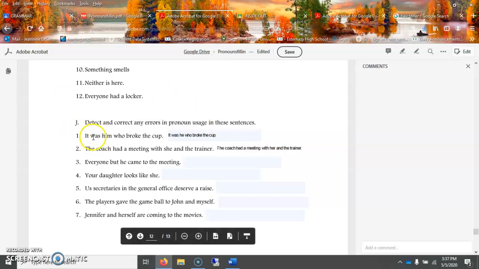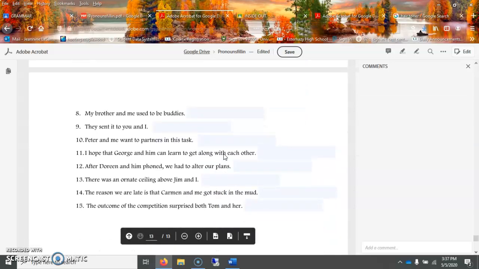Now, it was he who broke the cup. I don't even know if I could explain this. If you finish this and you have questions about why it's that one, I will find out the answer for you. So give these ones a go. I think I put half of these ones on the quiz to test your knowledge. So give those ones a go, and I look forward to seeing this online.